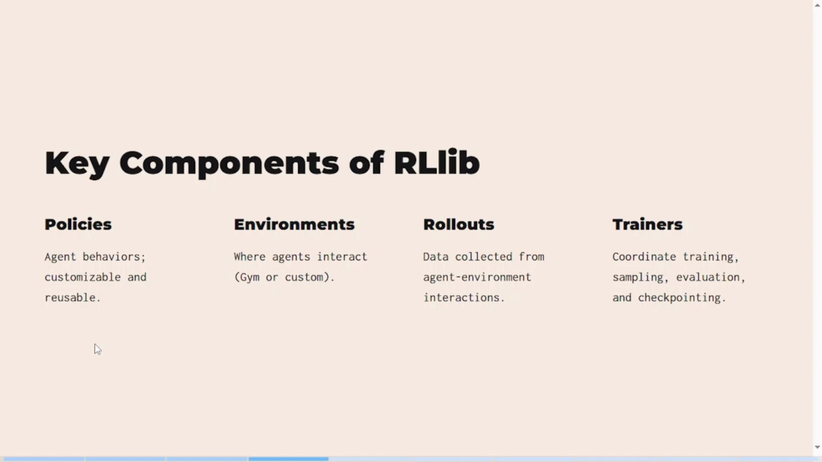Second is the environment. The environment is basically the simulated world the agent interacts with. It provides observations, rewards, and transitions. Next, we have rollouts. Rollouts are basically the collected experiences from the agent as it interacts with the environment. These are used to improve the policy. Finally, the trainer is the engine that runs the whole process. It manages rollout collection, policy optimization, checkpointing, and other things. These components work together in a training loop to continuously improve the agent's behavior.